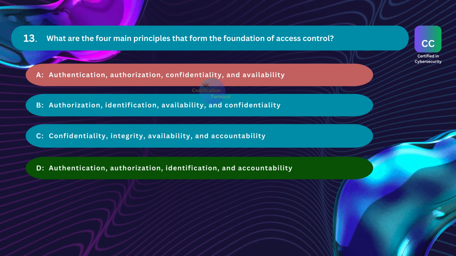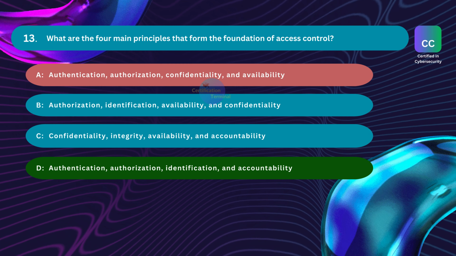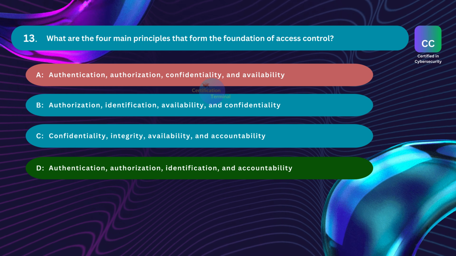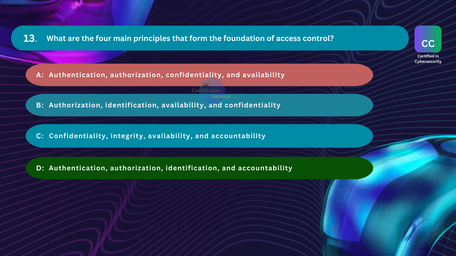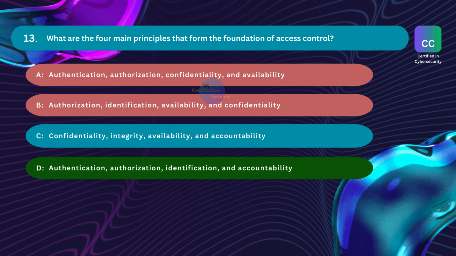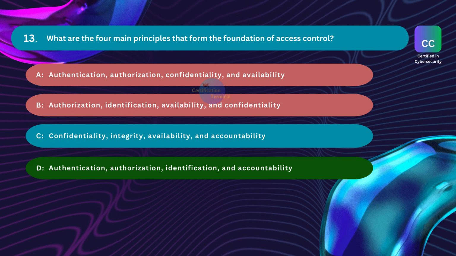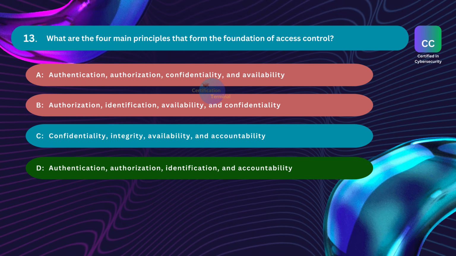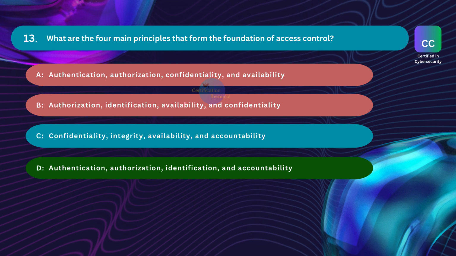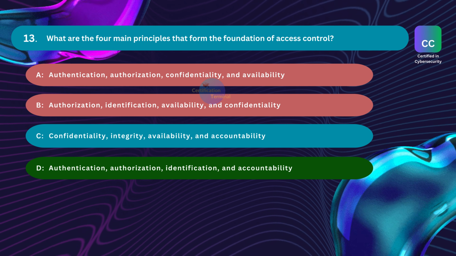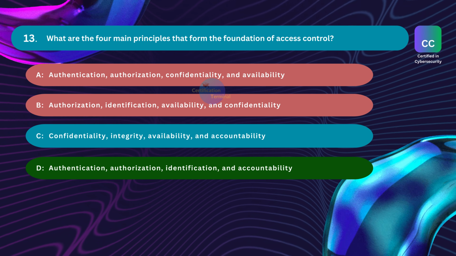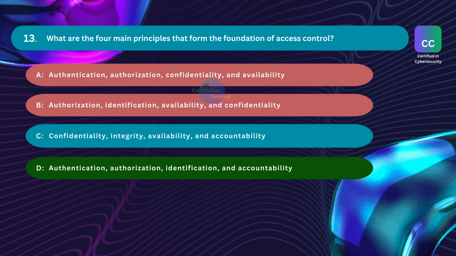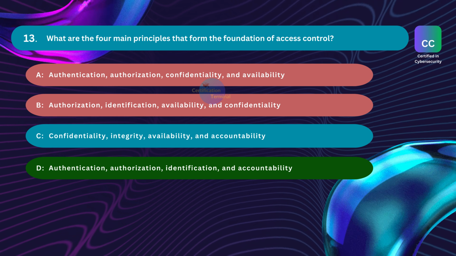Option A is incorrect. Confidentiality and availability are part of security principles, but they are not the main principles forming the foundation of access control. Option B is incorrect. Authorization and confidentiality are relevant, but not the comprehensive set of principles that constitute the foundation of access control. Option C is incorrect. Confidentiality, integrity, and availability are essential security concepts, but they don't fully cover the core principles specifically related to access control.